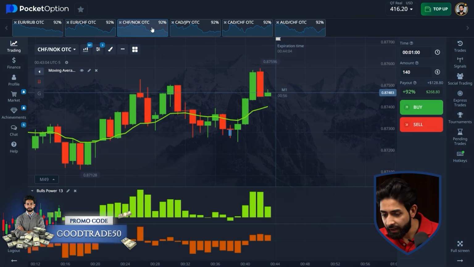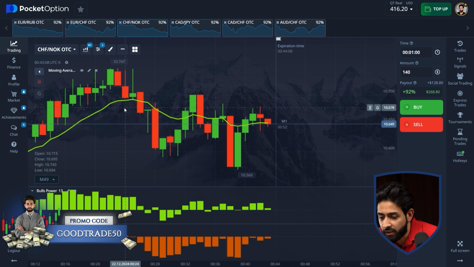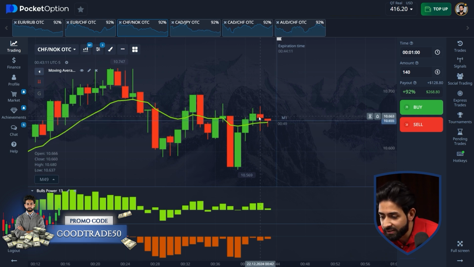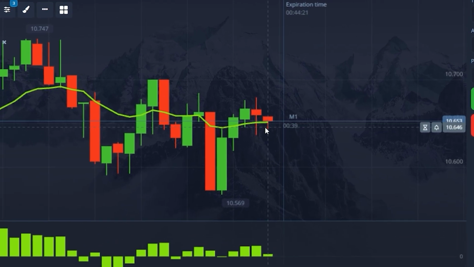Let's have a look at the Swiss franc against the NOK. We have the Swiss franc CHF against the NOK. It seems like the market is going pretty sideways right now, but it seems like there will be a trade that we will be taking on this.